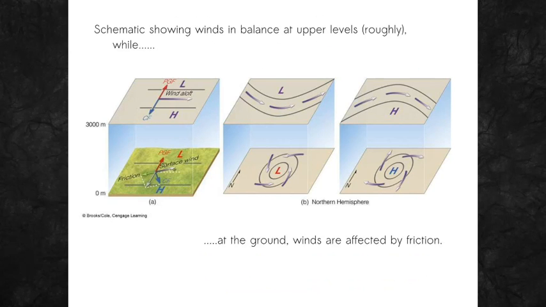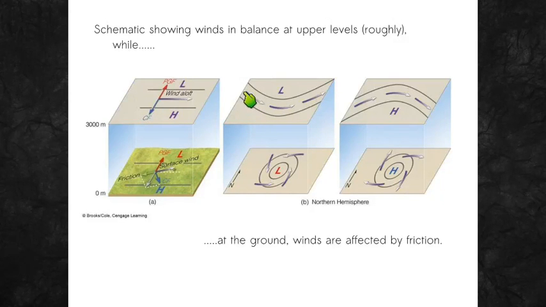So here's a schematic showing all these ideas together. This one's from the text. And the one on the left is comparing what goes on at upper levels compared to what goes on at the ground. At upper levels, we just have pressure gradient and Coriolis to worry about, and the winds are parallel to the contours. At the ground, we also have to add in friction, and as a result, the winds cross the contours a little bit towards lower pressure.